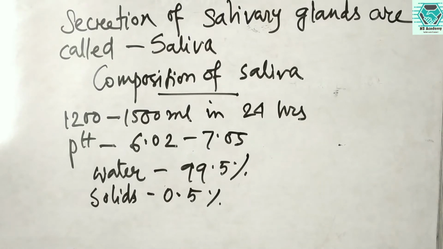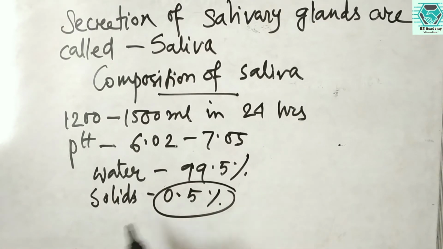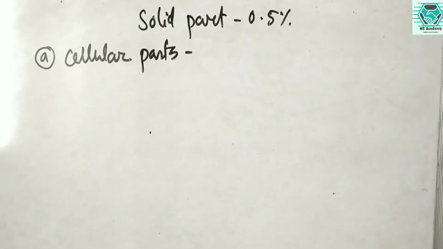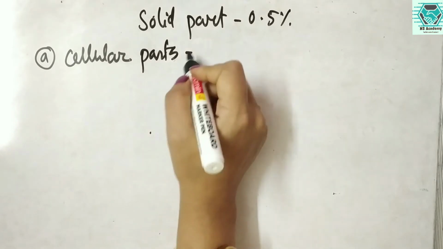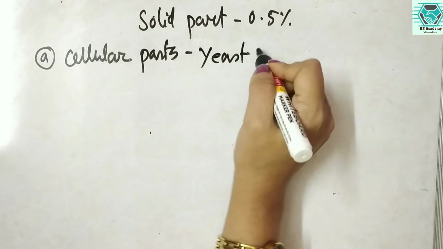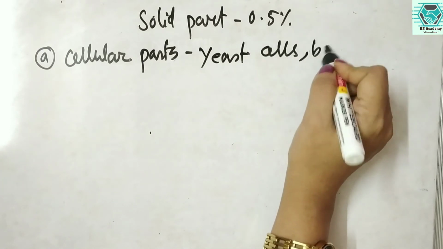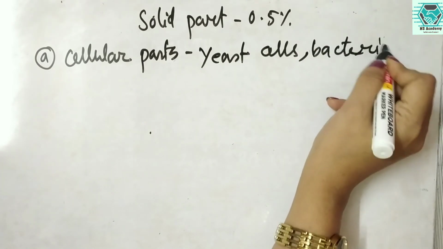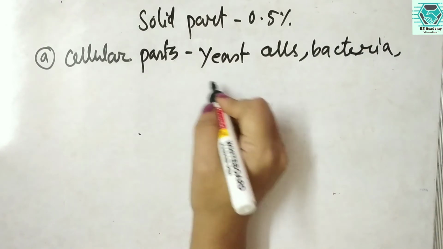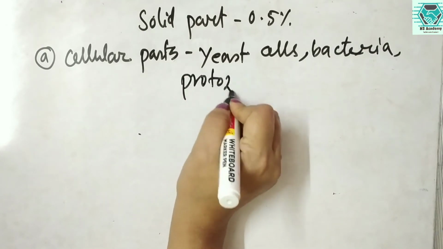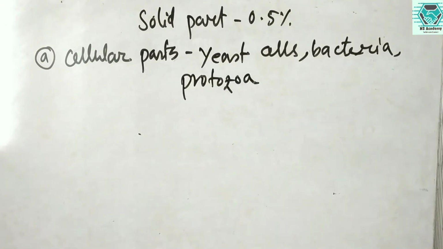and the solid part is 0.5%. The solid portion has three parts: cellular parts like yeast cells, bacteria, protozoa, etc.